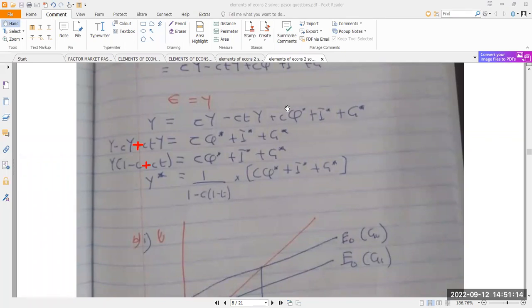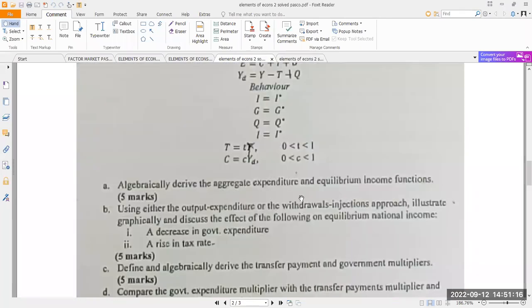All right. So let's look at the B part. We are to use either the output expenditure or the withdrawals and injections approach to illustrate graphically and discuss the effect of the following on equilibrium national income. I use the output and expenditure approach. If you want to use the other one, you can try that one too later. The first one is a decrease in government expenditure.